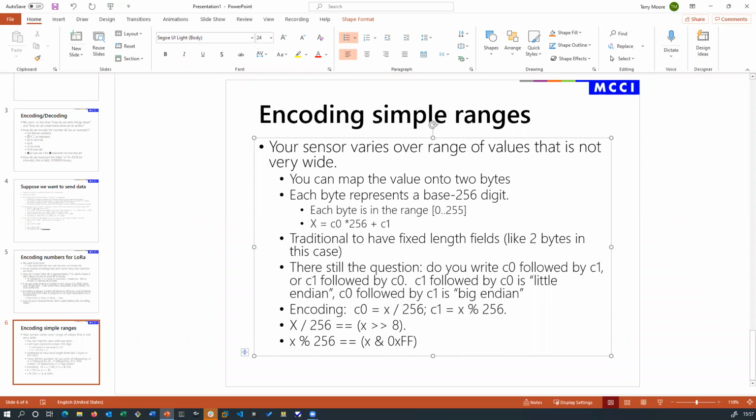And what does this mask do? It has ones in the bottom 8 bits. F is all ones, so there are 4 ones and then 4 ones concatenated, so that's 8 ones in a row. X AND those 8 ones throws away the high order bits and gives you the low order bits.